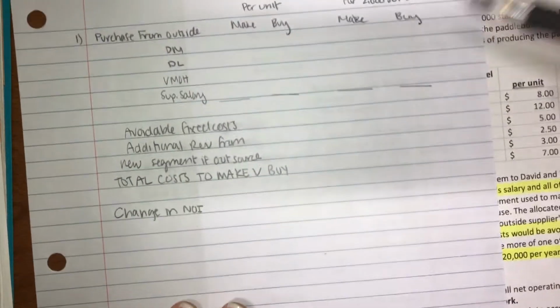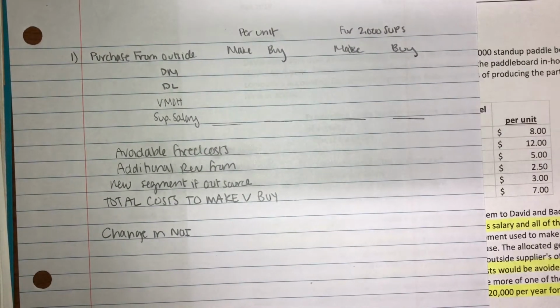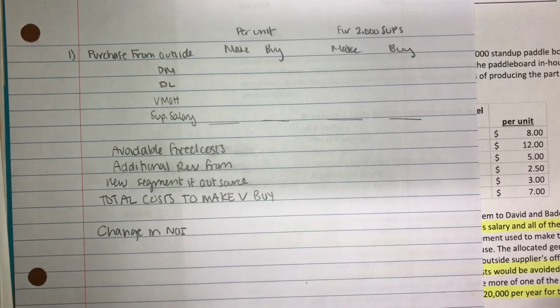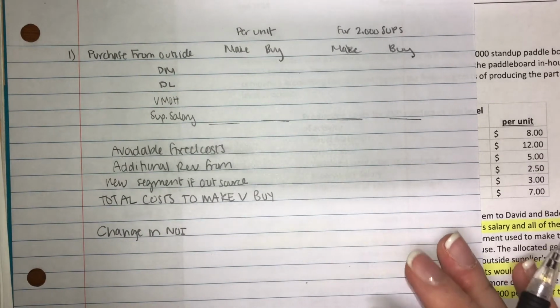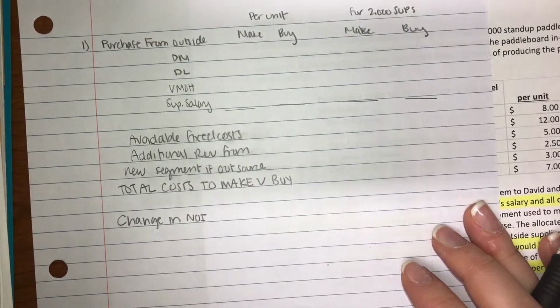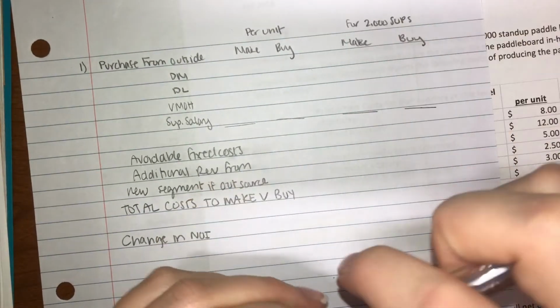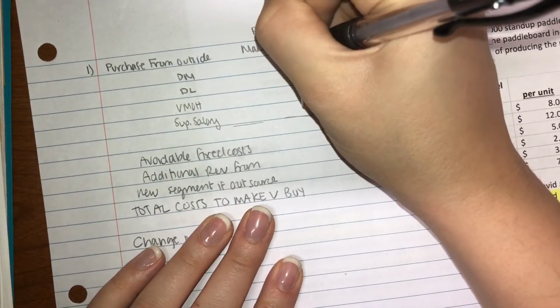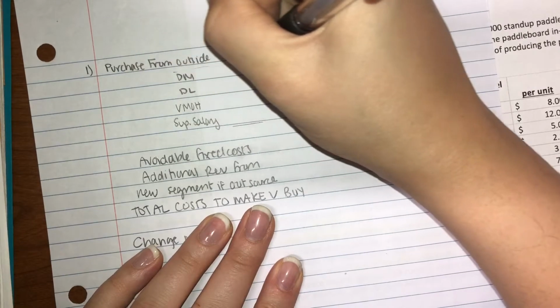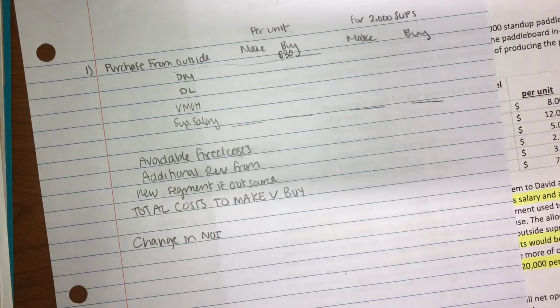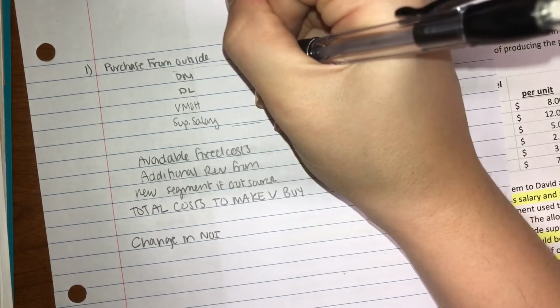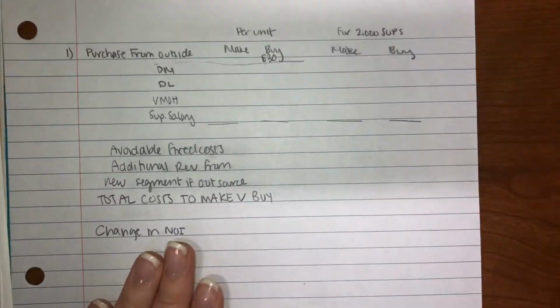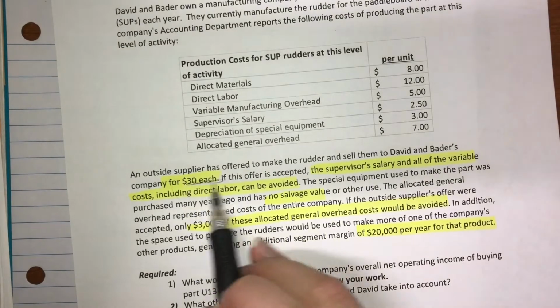Okay, so I like to make my little template beforehand so I don't waste your time. We've been told some information, right? So we can purchase it from outside. Oh, I didn't give myself enough room here, so I'm just going to put 30 here. We can purchase it from outside for $30. I'm going to draw a little line so you know that's a little different. Then let's decide if we were to make it. The $30, by the way, came from this information right here.